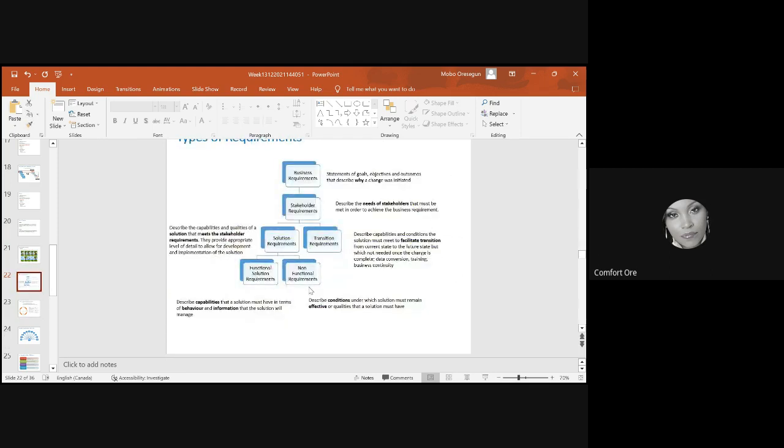Okay. So going forward to our solution requirements, we further decompose into the functional solution requirements and the non-functional solution requirements. The functional solution requirement describes the capability that a solution must have in terms of behavior and information that the solution will manage. So the behavior and the information.